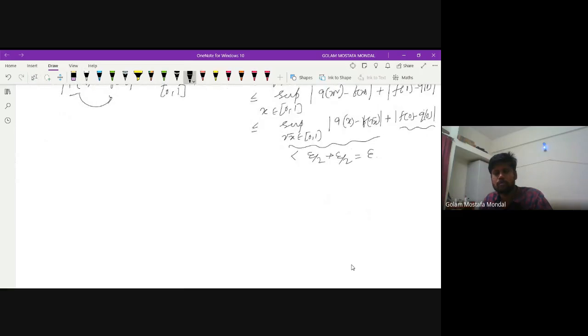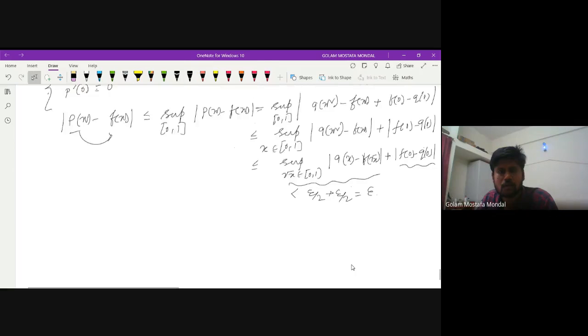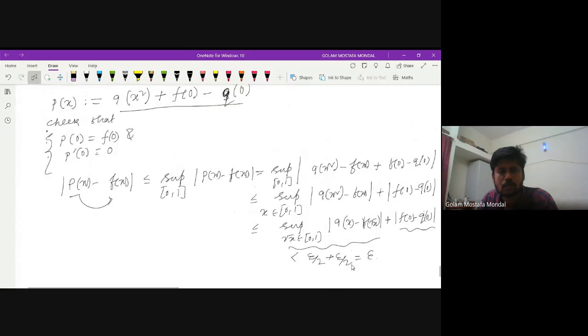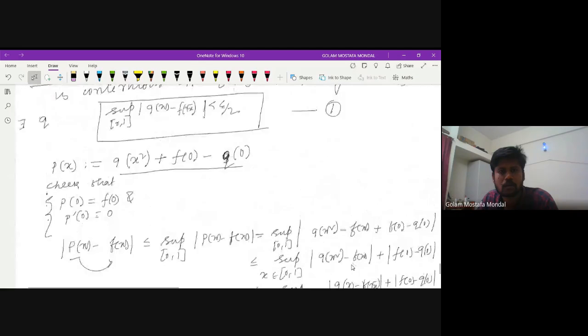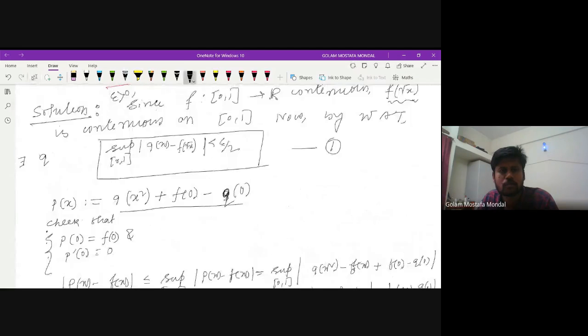So why is f of 0 minus q of 0 less than epsilon by 2? This is from the earlier estimate. This is less than epsilon on 0, 1. So this is less or equal to f0 minus q0, right? Because 0 belongs to this interval. So this is also less than epsilon.